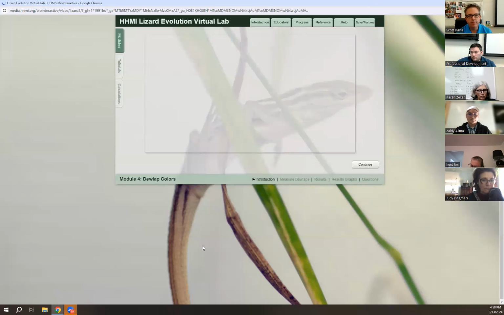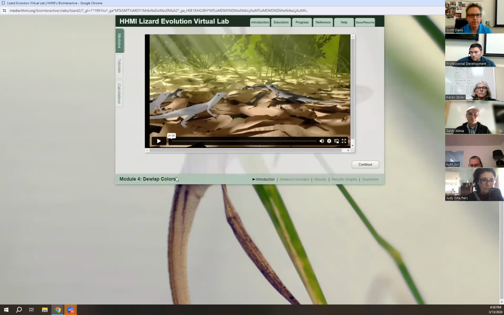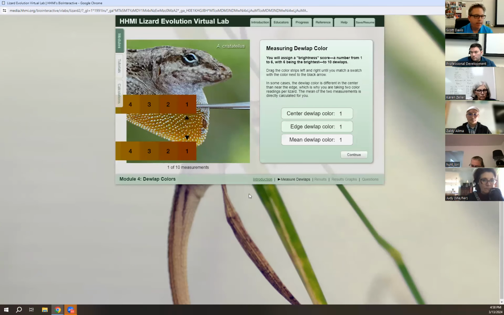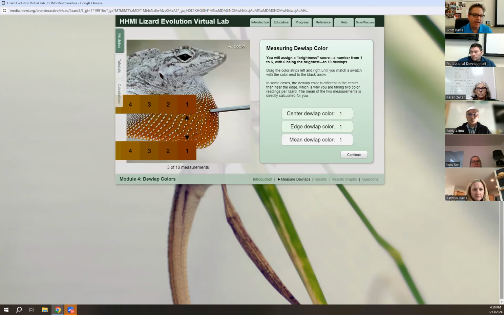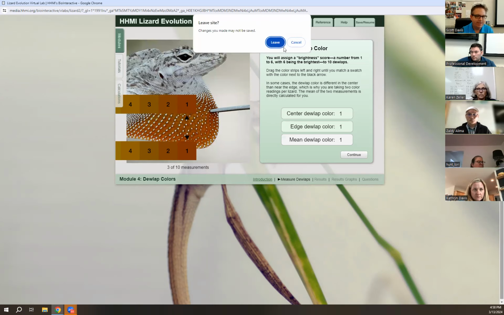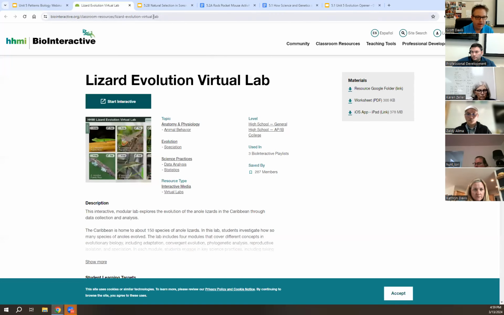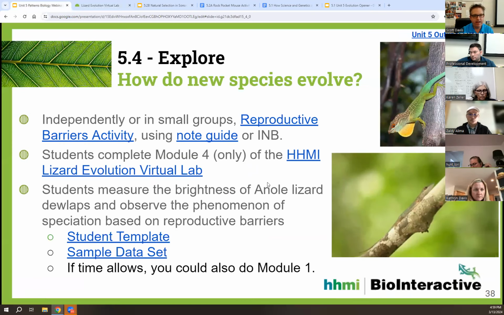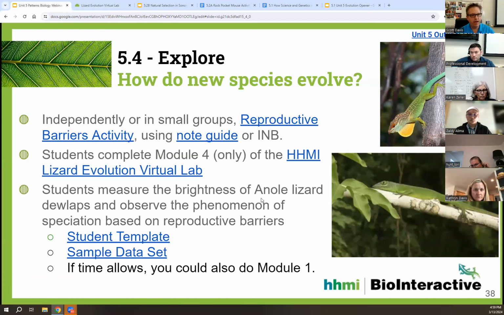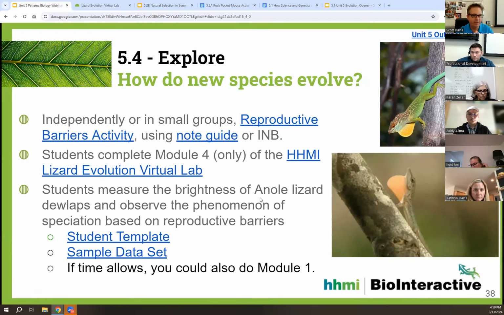on the colors of the dewlaps, the little skin folds that come out underneath their mouth. The idea is, as the students work through this virtual lab that they can do on their Chromebooks, they figure out pretty quickly that the dewlap is like a flag to woo females. And so they go through module 4 and they end up actually collecting data by measuring, using a color scale from 1 to 6, the brightness of that dewlap.